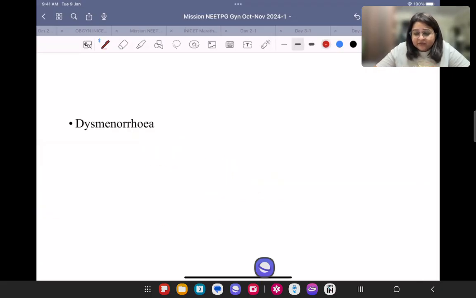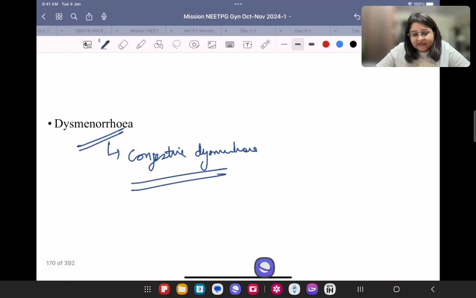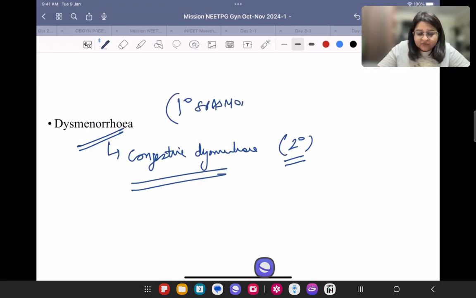Now, other complaint which the patient can have is dysmenorrhea. The patient will typically complain of congestive type of dysmenorrhea. So there are two types of dysmenorrhea, spasmodic and congestive. Spasmodic is primary dysmenorrhea, congestive is secondary dysmenorrhea, that is secondary to a pathology. Primary dysmenorrhea, that is spasmodic, is the typical dysmenorrhea which most girls will have. That is because there's no pathology associated.